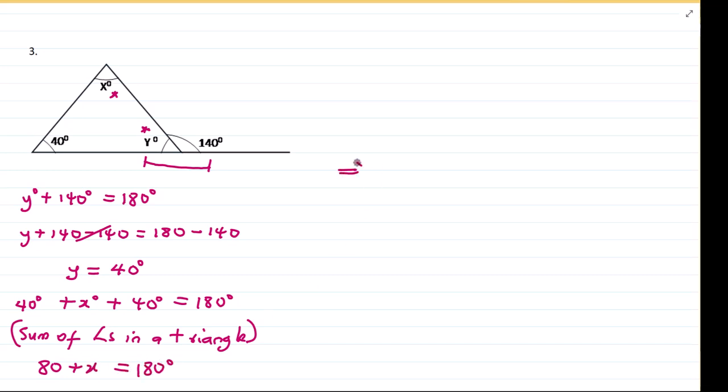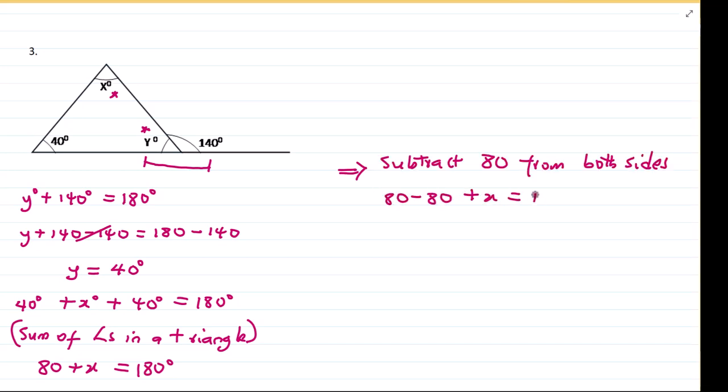Let's continue from this very point. From here, we can collect like terms. That's simply also saying subtract 80 from both sides. So we have 80 minus 80 plus x is equal to 180 degrees minus 80. We can just ignore the degree for now. 80 is cancelled out, and then 180 minus 80 gives us what? 100 degrees, and we are done. So therefore, our y is 40 degrees, and then x is 100 degrees, and we are done.